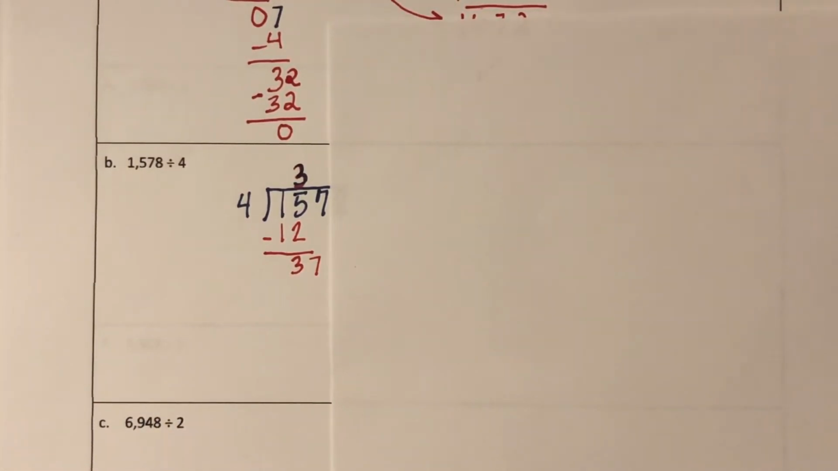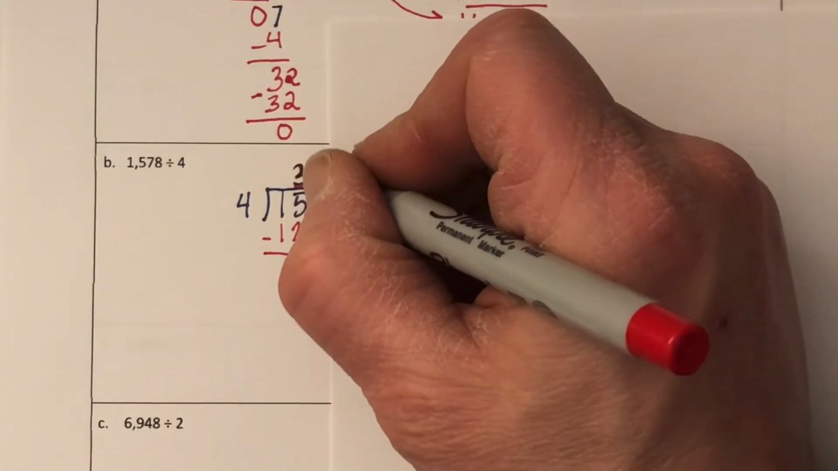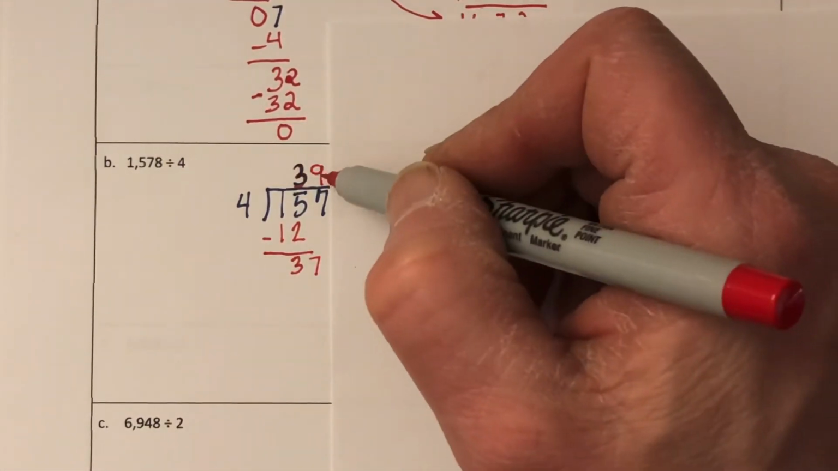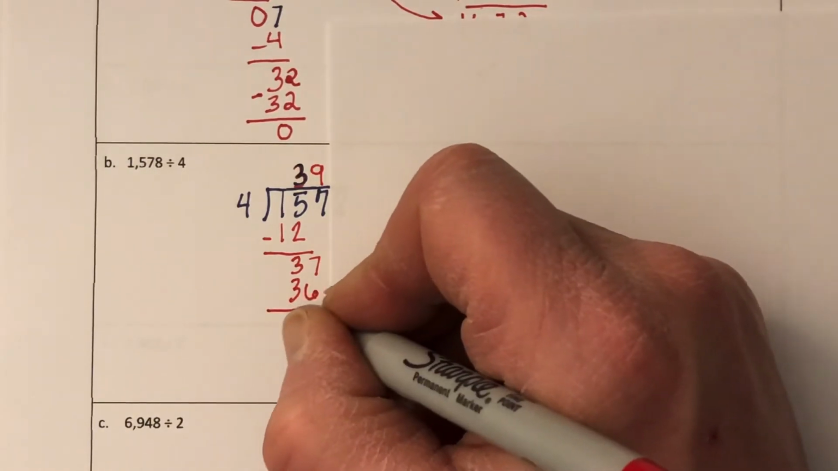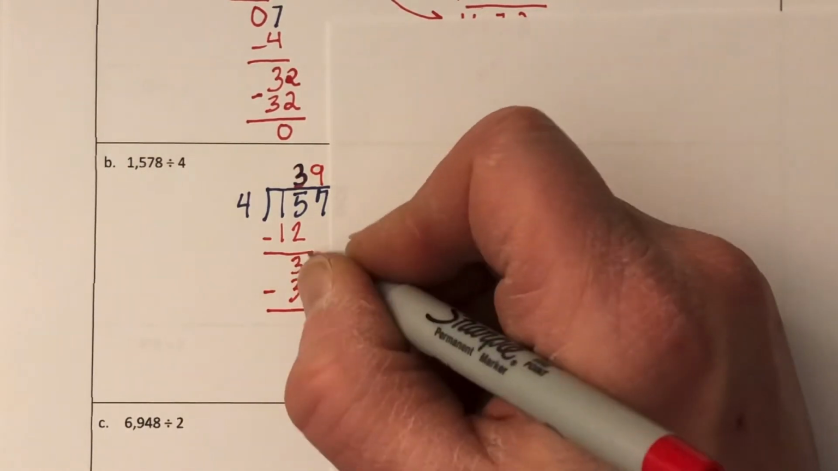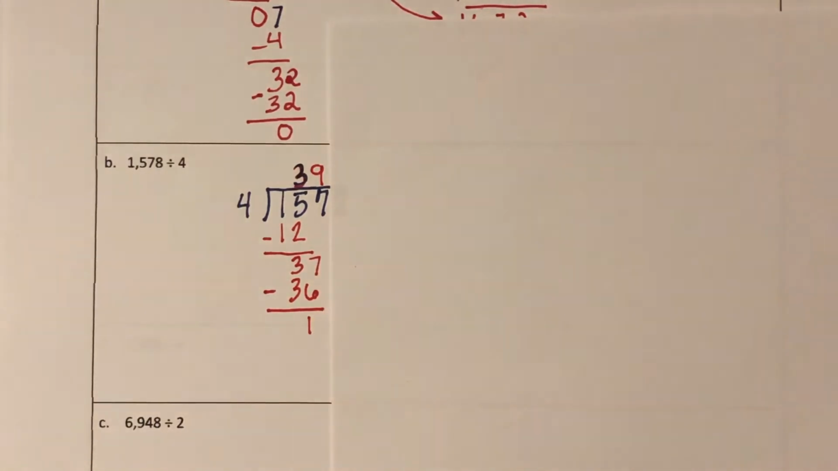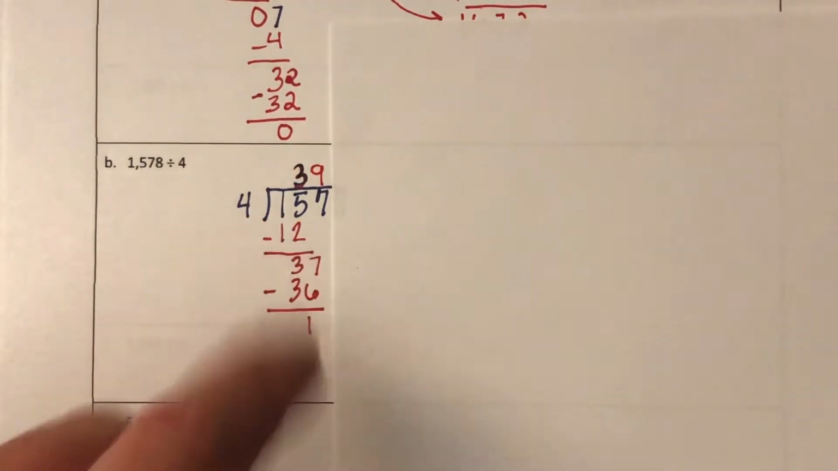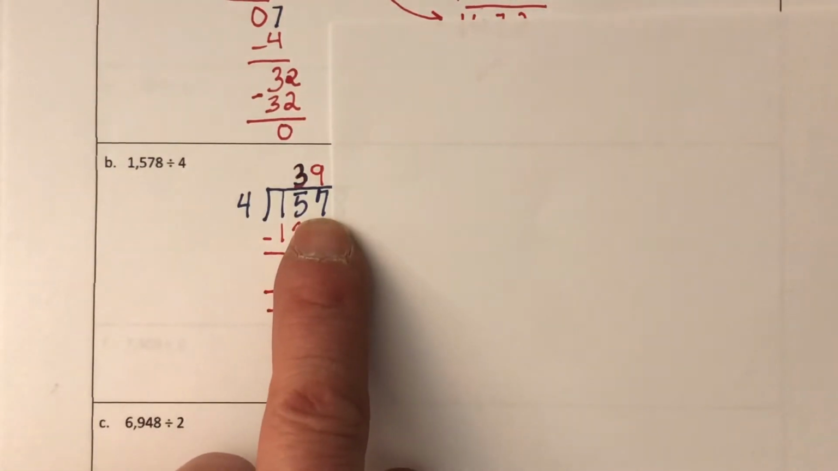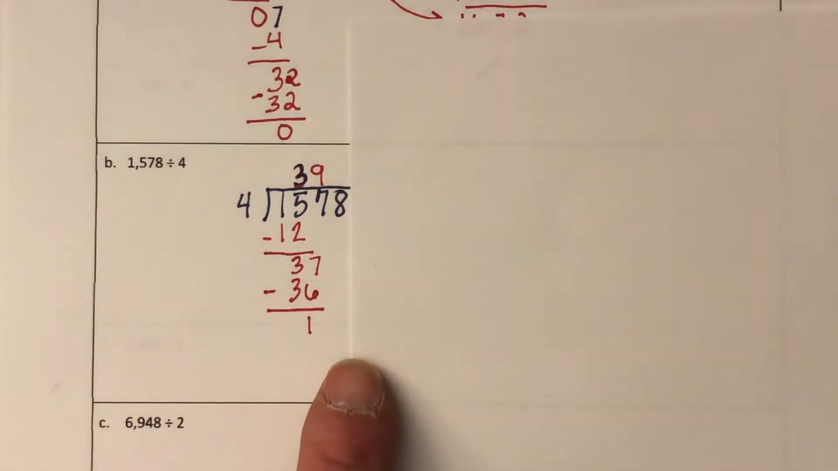Okay. The answer here is 9. Now I multiply. 9 times 4 is 36. Subtract that. To show my remainder is 1. Great. Now I took care of my thousands place and hundreds place together. I took care of my tens place. Now I gotta take care of my ones place.